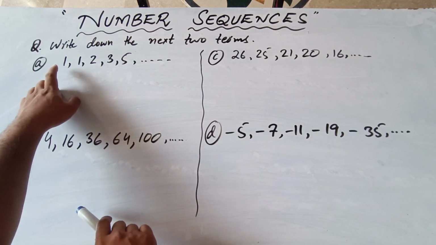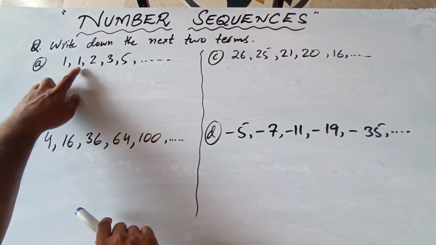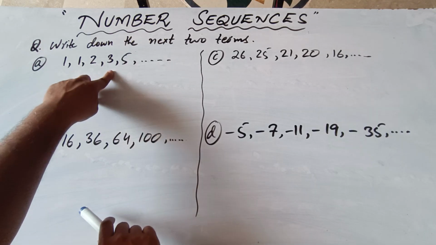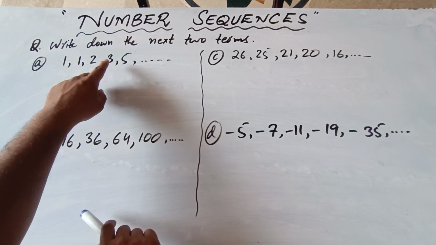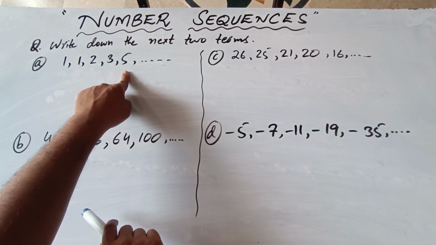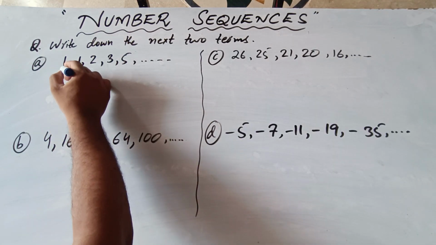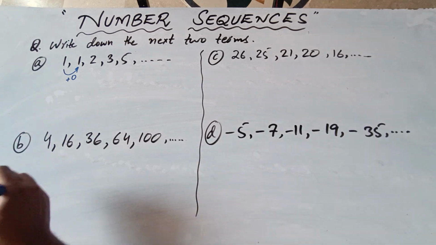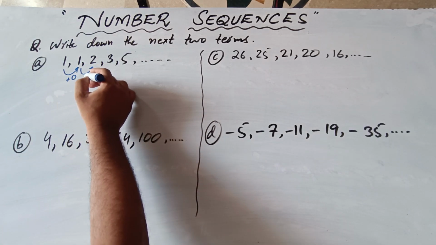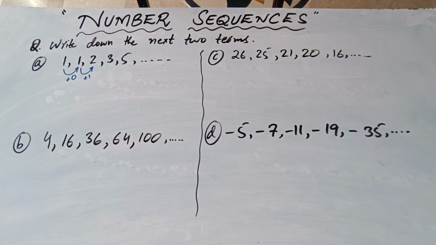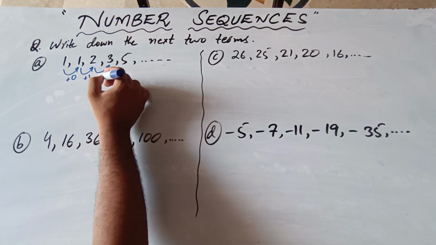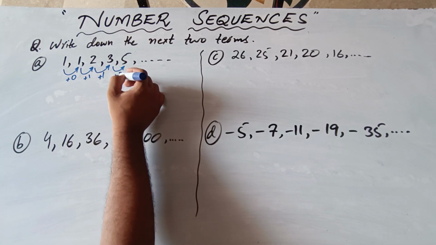Now let's try with addition. 1 plus 1 is 2, but 1 plus 0 is 1. So 0 plus 1 is 1, then 1 plus 1 is 2, then 2 plus 1 is 3, then 3 plus 2 is 5. So what is happening? First they are adding 0. 0 plus 1 is 1. Then plus 1. What is happening? Plus 1, now again plus 1, now plus 2. 3 plus 2 is 5.